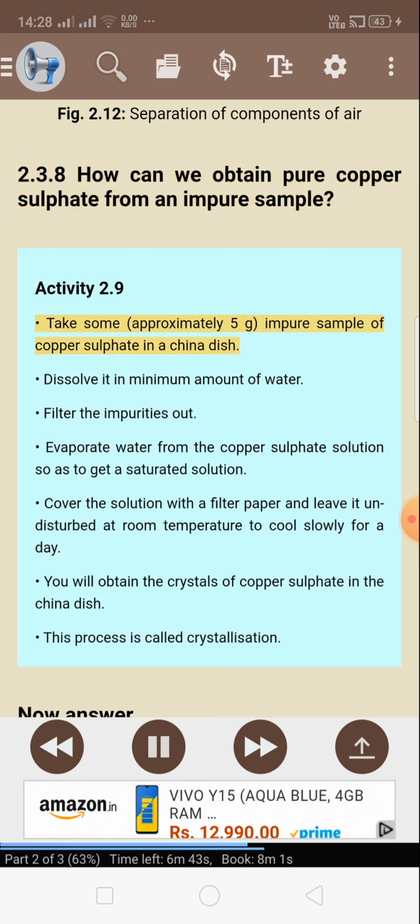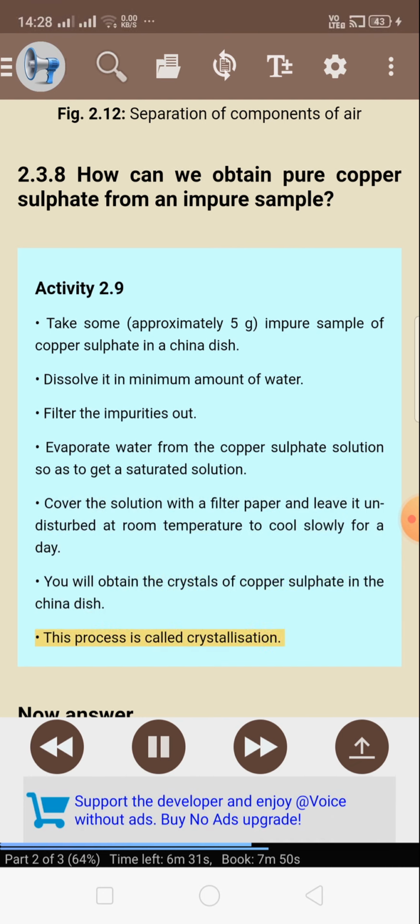Activity 2.9. Take some, approximately 5 grams, impure sample of copper sulfate in a china dish. Dissolve it in a minimum amount of water. Filter the impurities out. Evaporate water from the copper sulfate solution so as to get a saturated solution. Cover the solution with a filter paper and leave it undisturbed at room temperature to cool slowly for a day. You will obtain the crystals of copper sulfate in the china dish. This process is called crystallization.